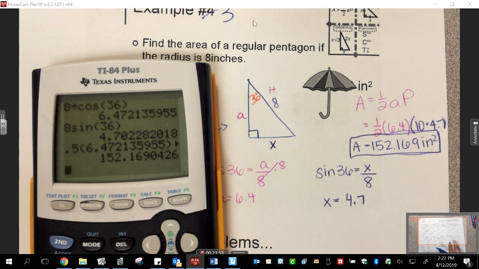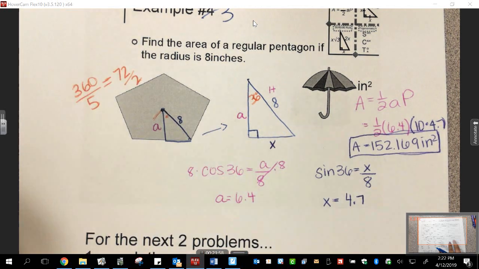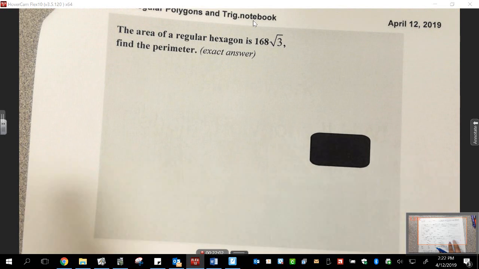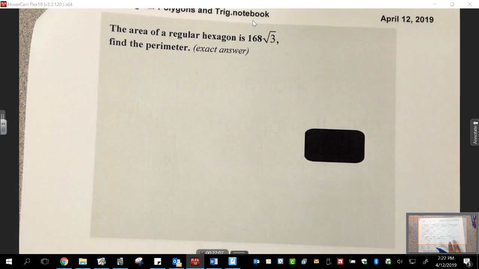Okay, we have one more problem to do. Last problem. Example 4. I'm gonna give you about a minute to write it, a minute to process. Get off your phones.